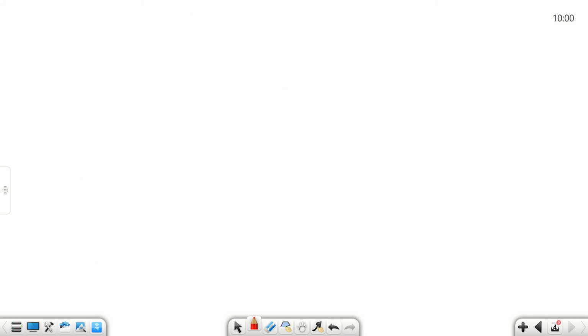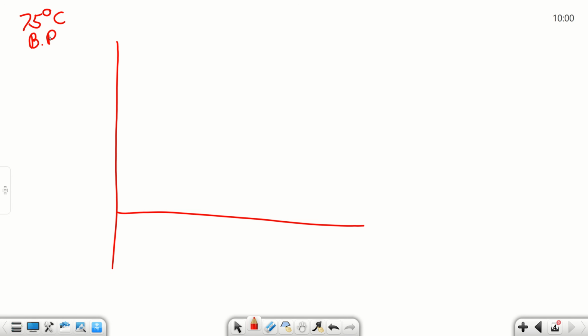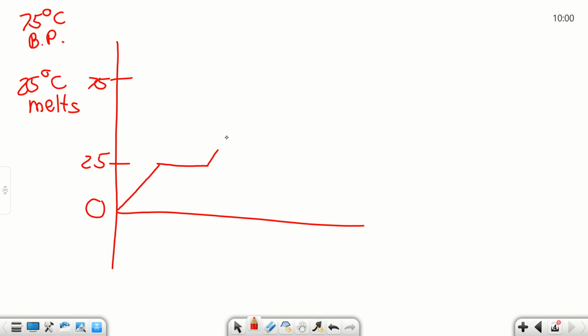So you could have another heating curve where they might say, 75 degrees Celsius is when the object boils, and 25 degrees Celsius is when it melts. What should this look like? Well, I put in 25 and I put in 75. I should actually have a line that goes up, then flat at 25, then goes up, then flat, and then up.